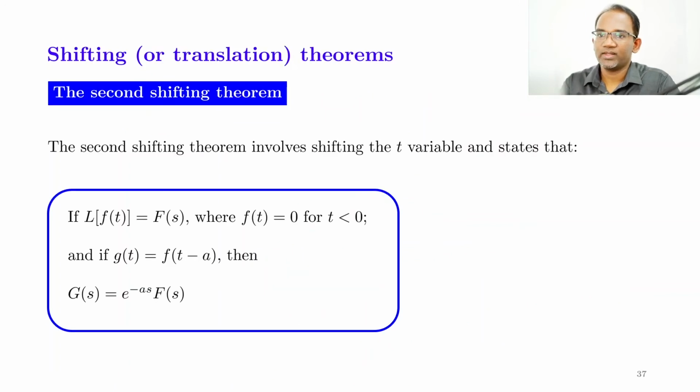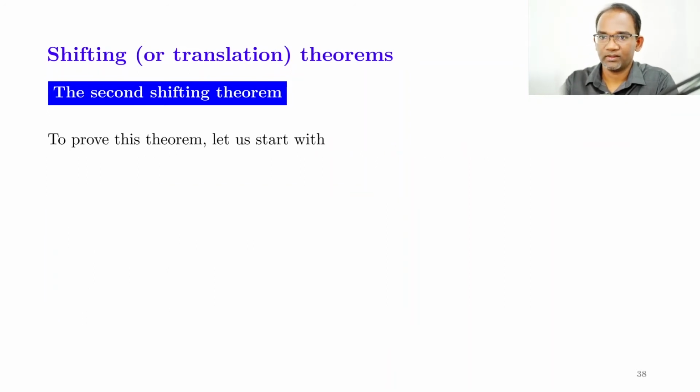We'll now discuss the second shifting theorem. The second shifting theorem involves shifting the t variable and states that if the Laplace transform of f(t) is equal to F(s), where f(t) equals 0 for t less than 0, and if g(t) is the shifted function f(t minus a), then G(s) will be equal to e raised to minus as multiplied by F(s). So this is the second shifting theorem. Let us try to prove this one.